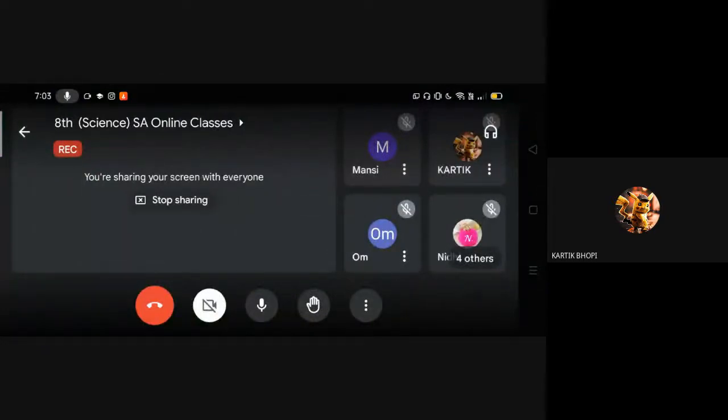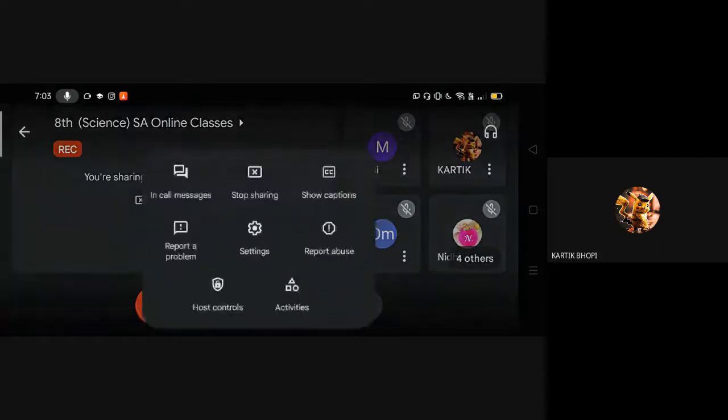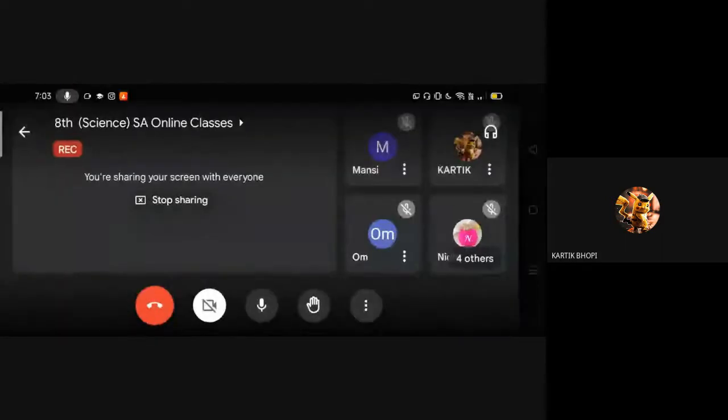Raise your hand for this. Yes, Nidhi. Yes, ma'am, I'm audible. F minus 32 upon 9 is equal to C upon 5, where C denotes temperature in degree Celsius and F denotes temperature in degree Fahrenheit. Very good. Marathi madhe kon sangnar?